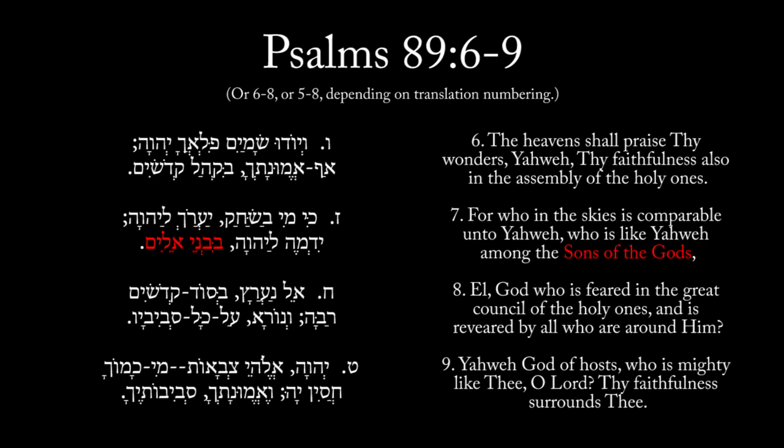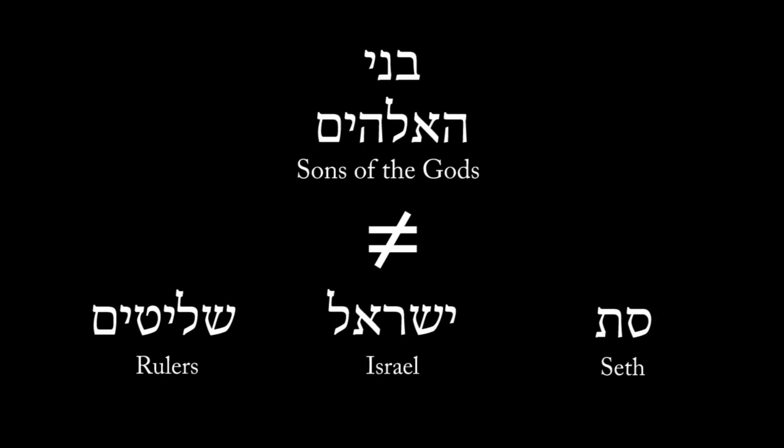You have to be able to read Hebrew yourself to truly understand what is written. Many translators often translate Beni Elohim as sons of rulers, sons of Israel, or sons of Seth, rather than use the correct phrase, sons of the gods, presumably to avoid the potentially difficult questions that naturally arise.